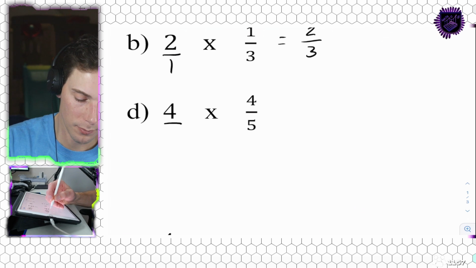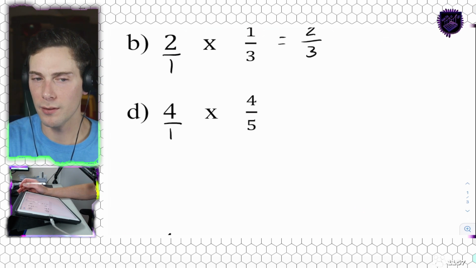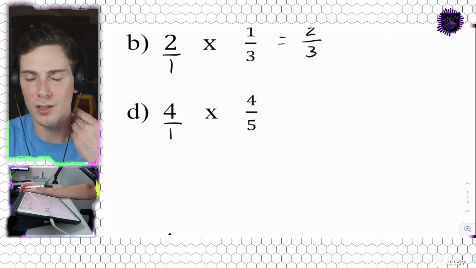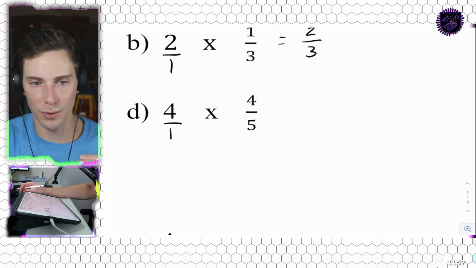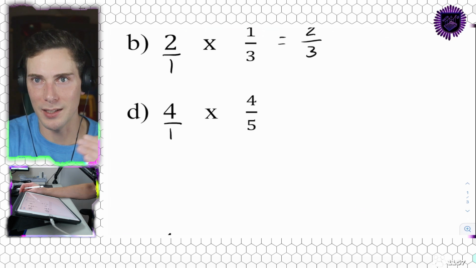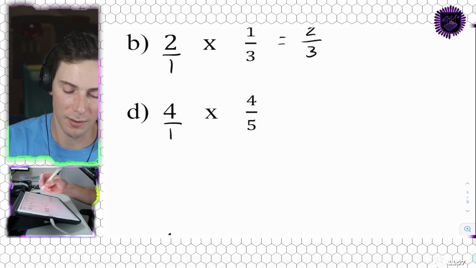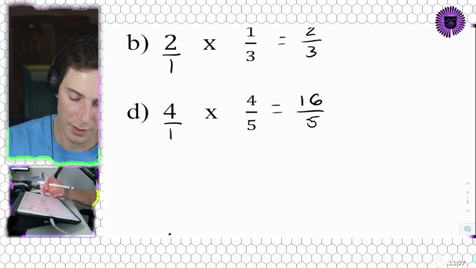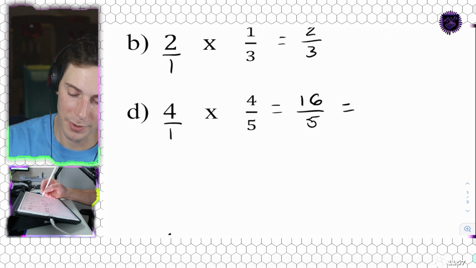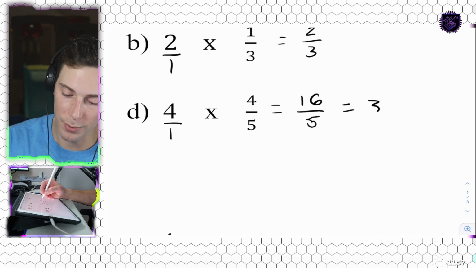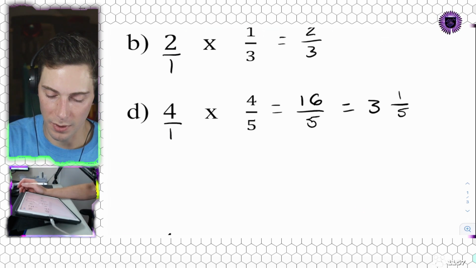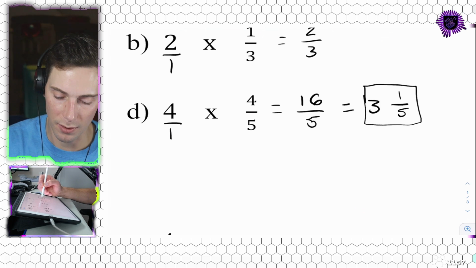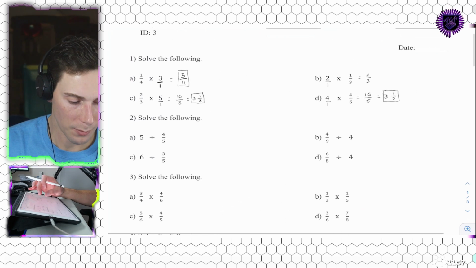1d. Once again, I always like writing these over 1. Whenever you get a whole number, write it over 1. It just makes it so much easier. It's just a placeholder. It makes it visually easier to multiply across. You're not going to make that mistake. 4 times 4, that's going to be 16. 5 times 1, it's going to be 5. How many groups of 5 are in 16? There are 3 groups of 5 in 16, which leaves us with 3 and 1/5 as our answer. Hurrah.